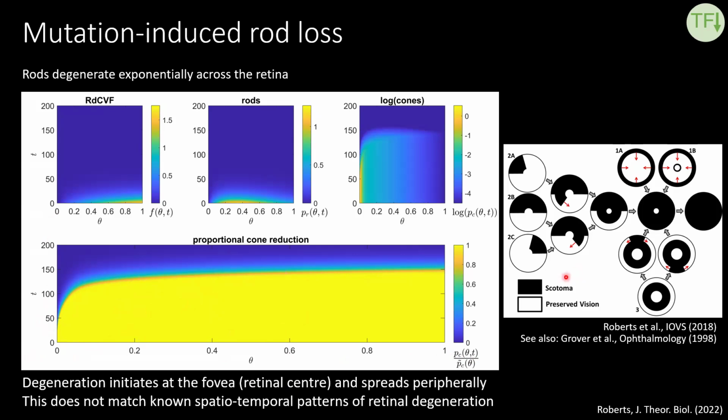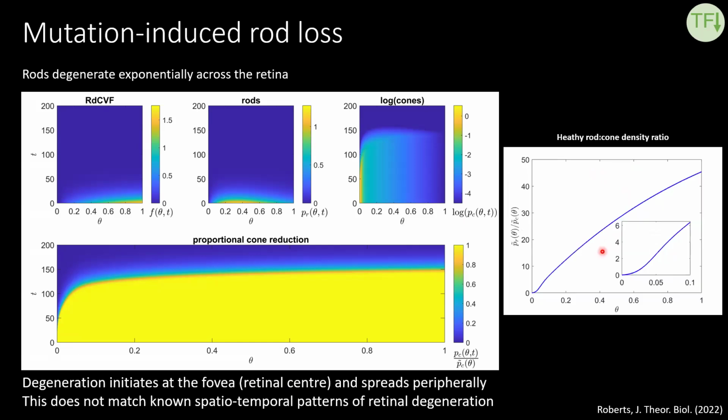It's surprising in the sense that perhaps, as I said, this mechanism has received the most attention, and yet under the simplest of assumptions, it's not reproducing the pattern that you would see in RP. So in RP, it starts somewhere at the periphery, mid-periphery, and expands inwards, whereas here it's starting right at the very center and expanding outwards.